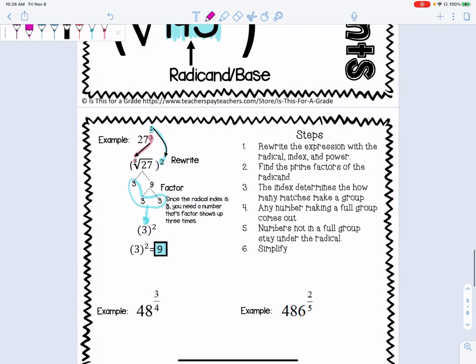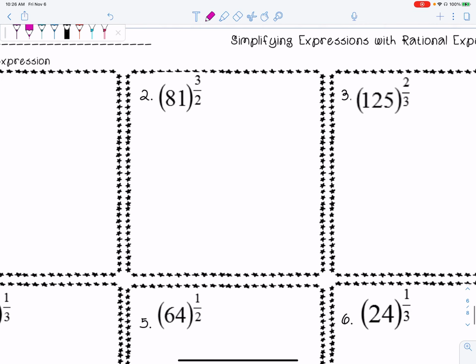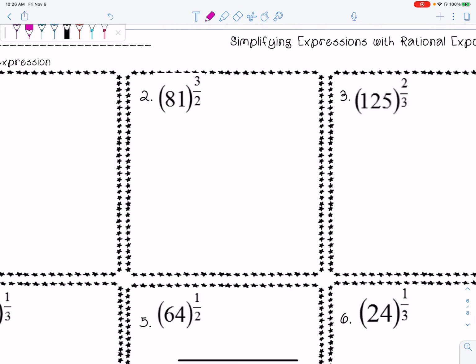So let's go ahead and take a look at number 2, 81 to the 3/2 power. I see a fraction in my exponent. I know I automatically need a radical sign. 81 is my base, so it goes underneath. I have some parentheses. My index is my denominator, so that becomes a 2. My numerator is my power, so that goes up top.